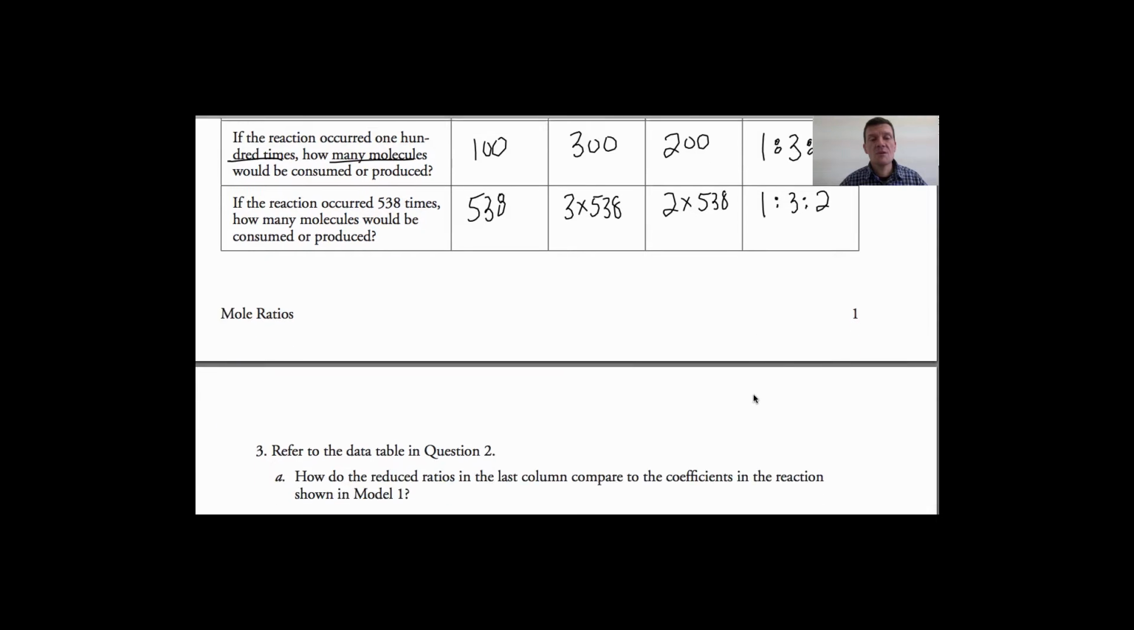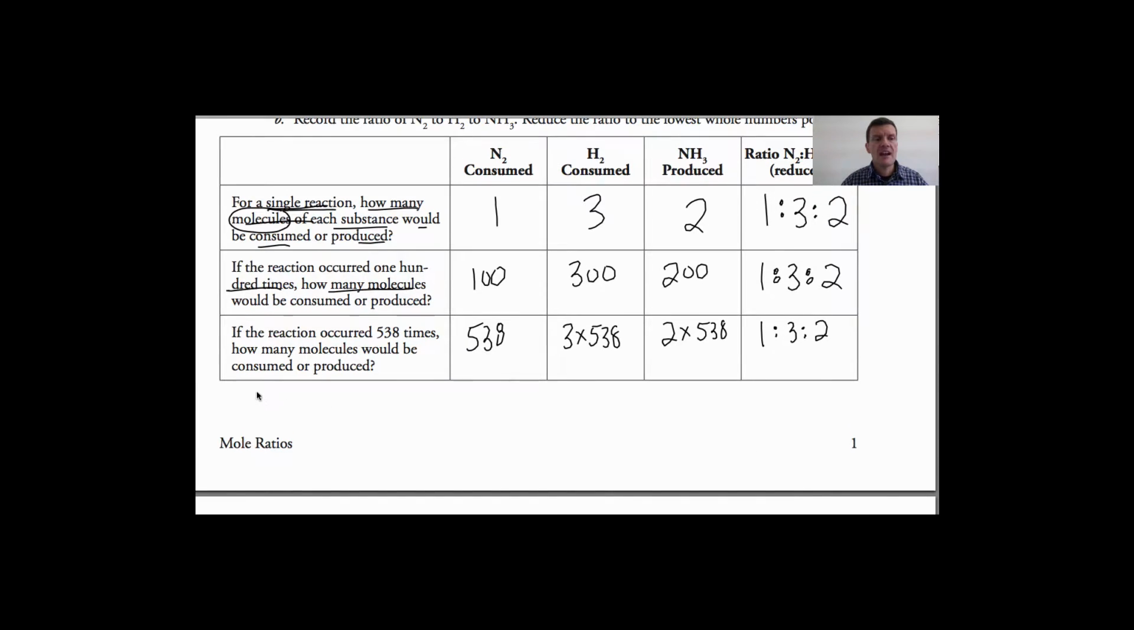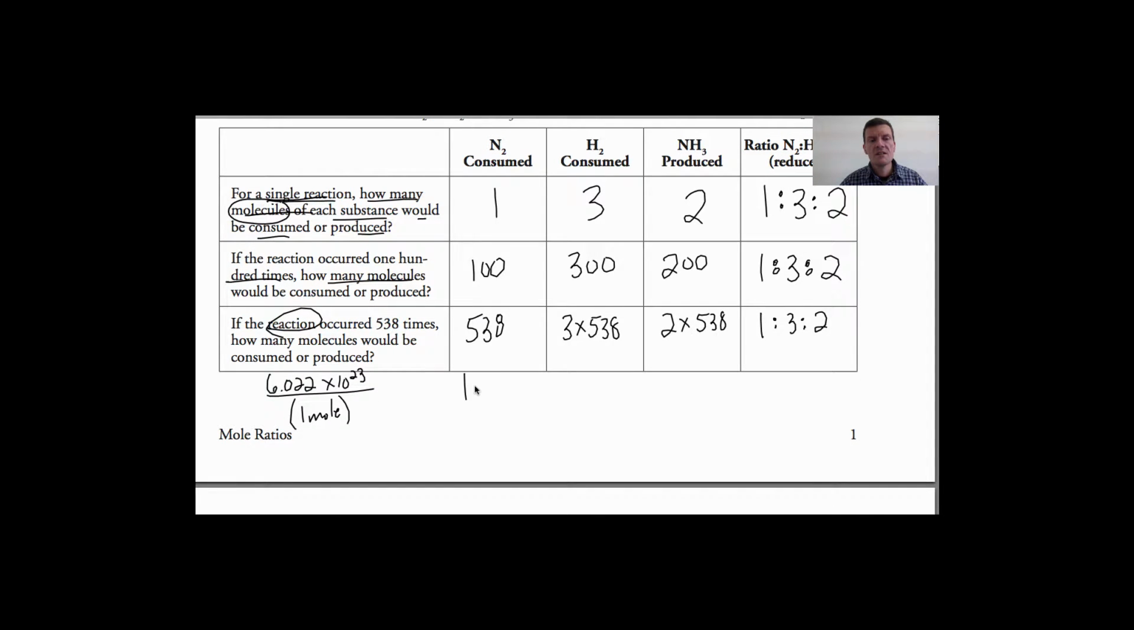And I bet you could probably guess, what if the reaction occurred 6.022 times 10 to the 23rd times, which is a mole, by the way. What if it occurred that many times? Then I would need 1 times 6.022 times 10 to the 23rd molecules of nitrogen. I would need 3 times 6.022 times 10 to the 23rd molecules of hydrogen, and I would need 2 times 6.022 times 10 to the 23rd of these.